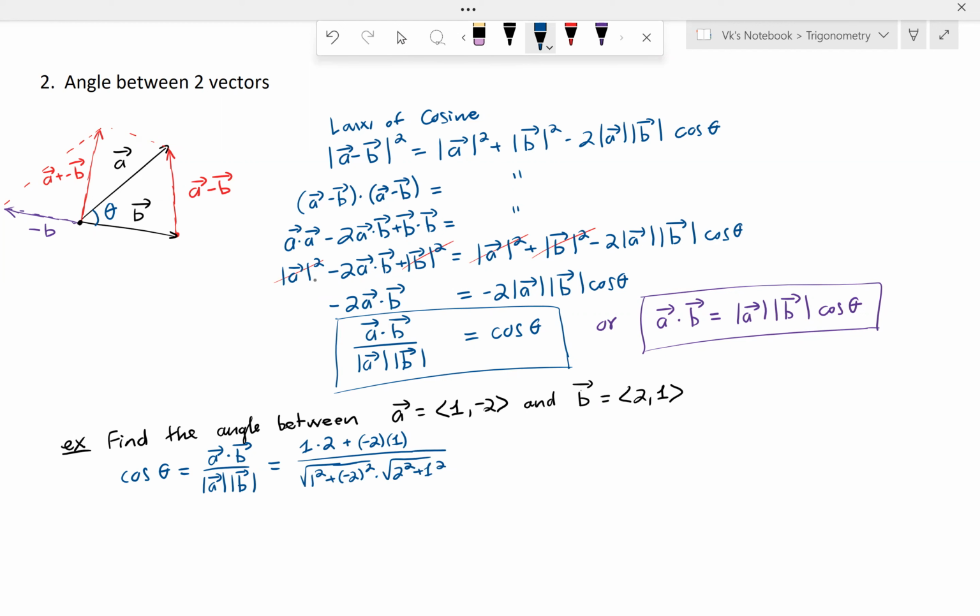That is 0 over root 5 times root 5, which is 0. From here, theta is the angle whose cosine is 0. Cosine of pi over 2 is 0, so it's pi over 2.